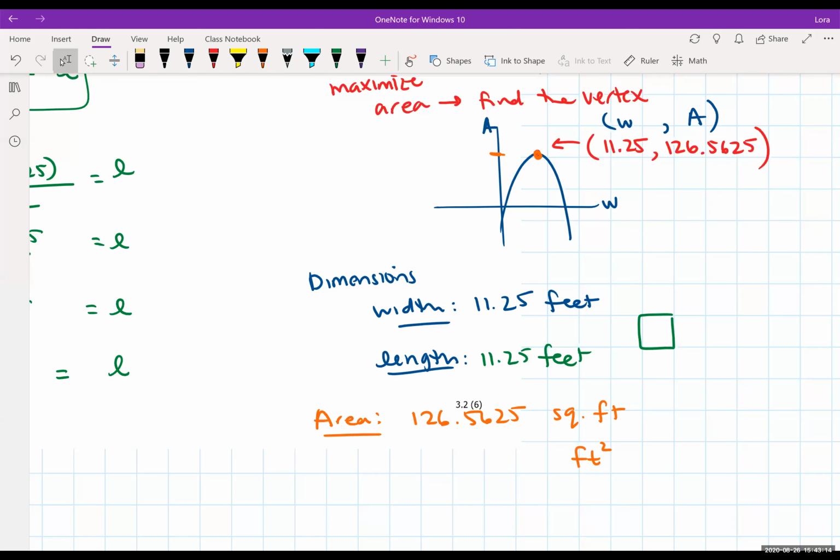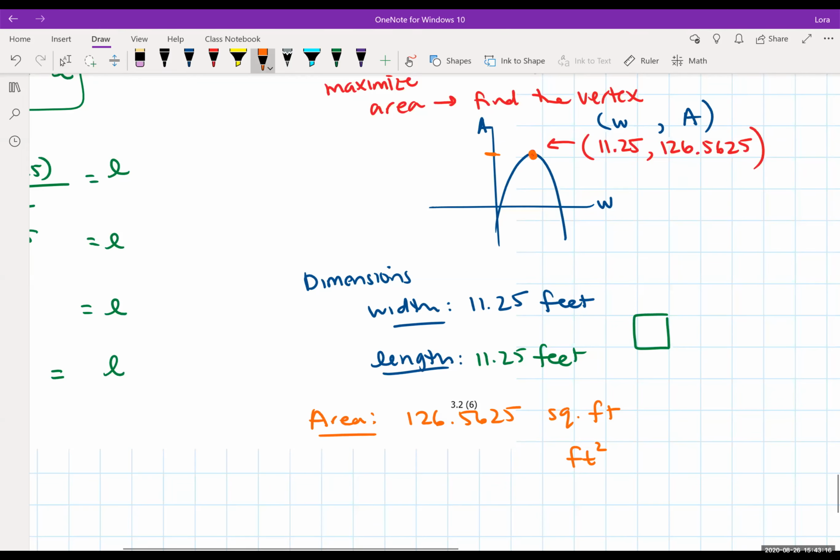And you can verify if you were really trying to figure out what is area. Area is length times width. If you say 11.25 times 11.25, do we in fact get 126.5625? Yes, we do. You probably guessed that already.